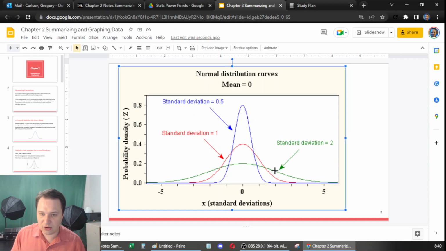And here in the green curve, the third example, you see that the standard deviation is equal to 2, and you can see how that really flattens the curve. It really flattens the representation, and so there's a lot of people up high, some people in the middle, and more people down low. And so the higher the standard deviation, the more spread out your data is.